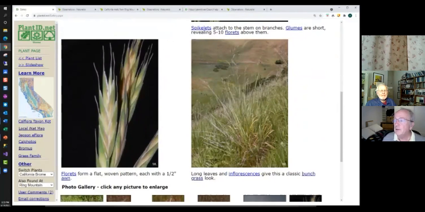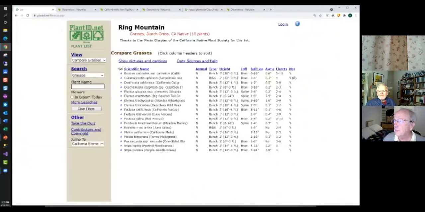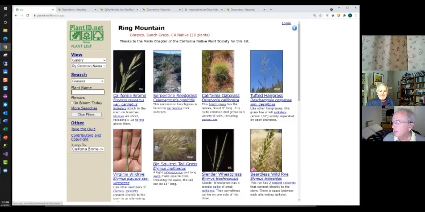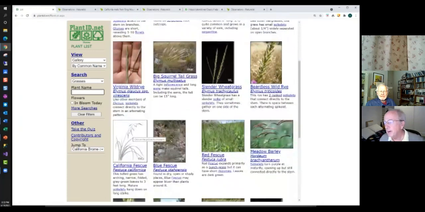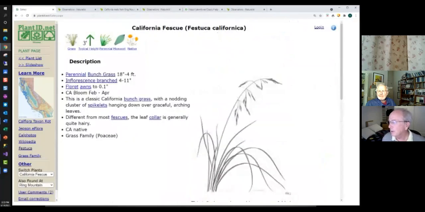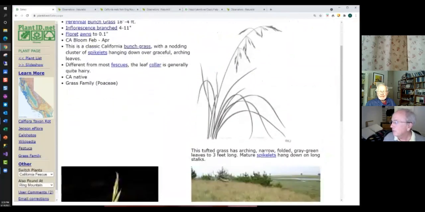Let's go back to our plant list, and I want to show you another grass. The California fescue. And this is one of my favorite drawings by Kristen Jacob, who's been kind enough to donate her drawings as illustrations in PlantID.net. This is a classic California bunch grass with a nodding cluster of spikelets hanging down over graceful arching leaves. The tufted grass has arching, narrow, folded gray-green leaves to 3 feet long. Mature spikelets hang down on long stalks, so it has this kind of drooping appearance.